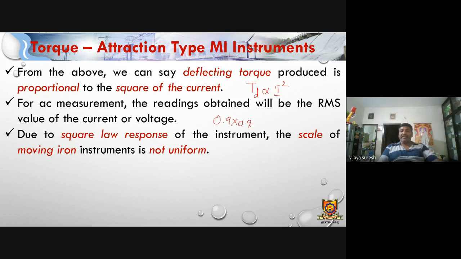If you observe, let us say 0.9 amps of current is flowing in the coil. Now we are squaring it, I square. So 0.9 square equals 0.81. Actually we need to measure 0.9 amps, but it is showing 0.81 only. Instead of showing 0.9, it is showing 0.81 only, so it is deflecting with a lesser value. We don't have that much deflection angle. That's why we use a compressed scale or cramped scale, or else we can call it a non-uniform scale. So that is the reason why we use a non-uniform scale in moving iron instruments, right?